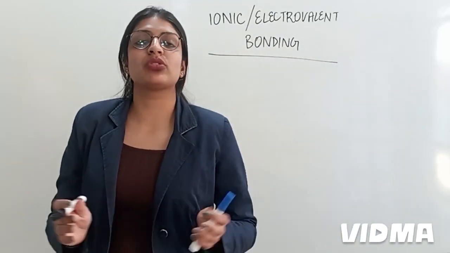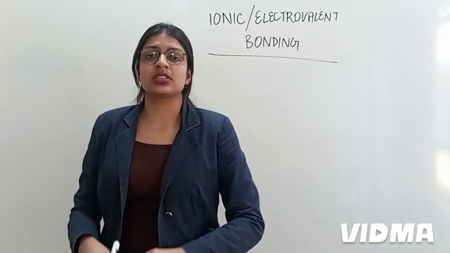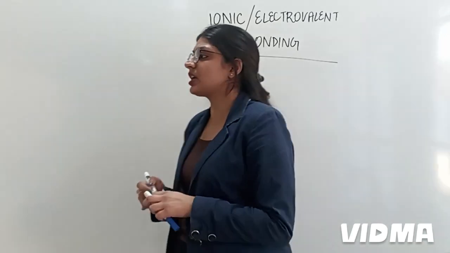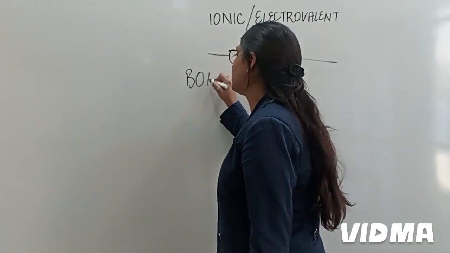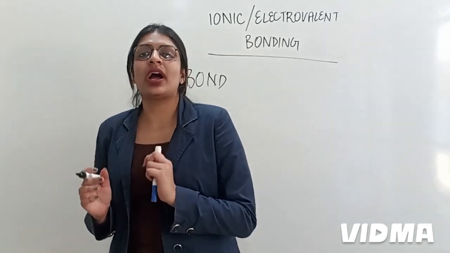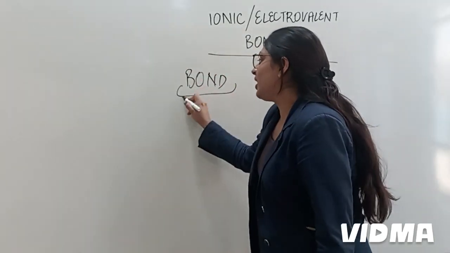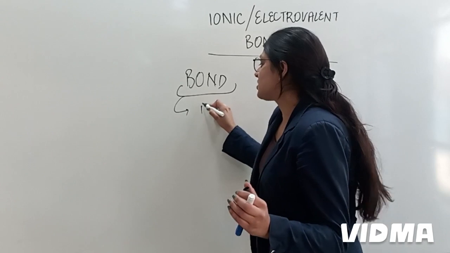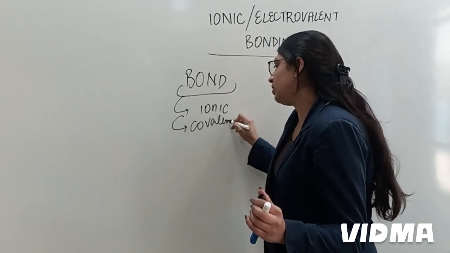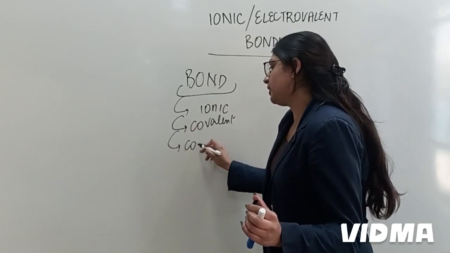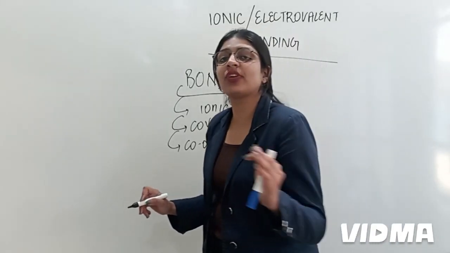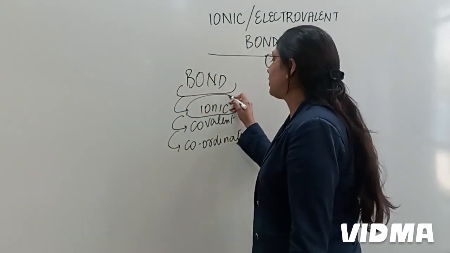Hello students, let's talk about ionic bonding in today's class. Before discussing ionic bonding, let's first discuss what a bond is. A bond is a force of attraction between two atoms, and we have different kinds of bonds: the ionic bond, the covalent bond, and the coordinate bond. In today's video we are just going to discuss ionic bonding.